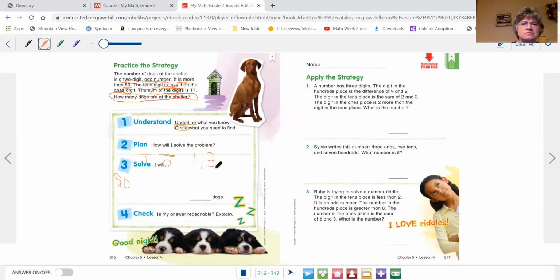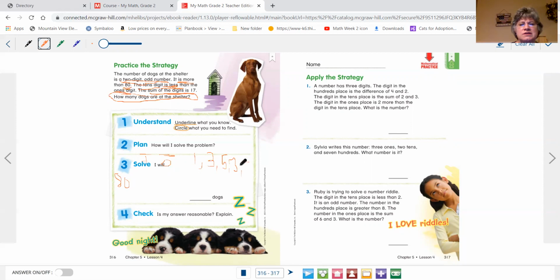3, 5, 7. That's not a very good 7 there. Sorry, guys, it's so hard to write these little pencils.